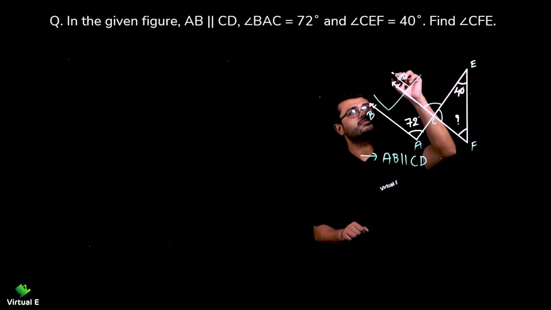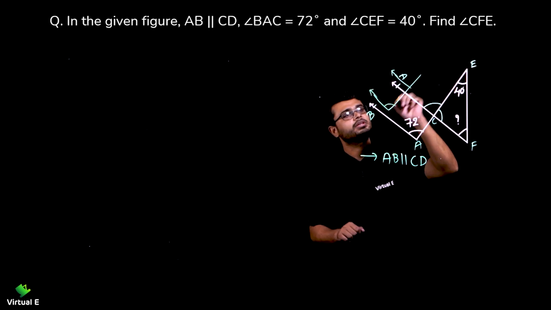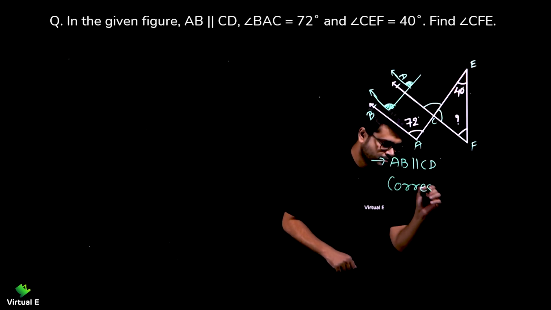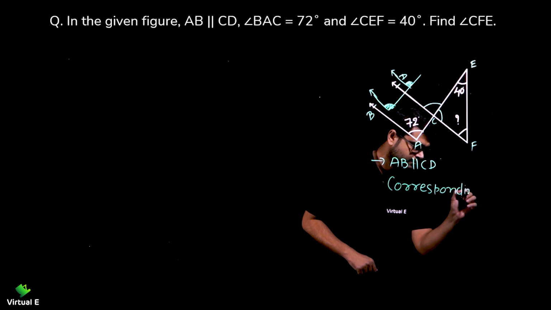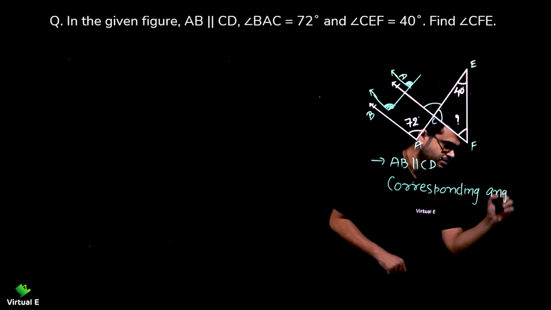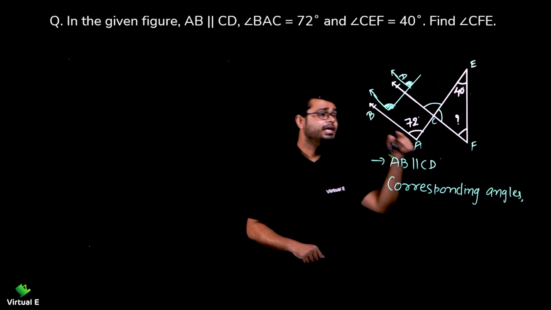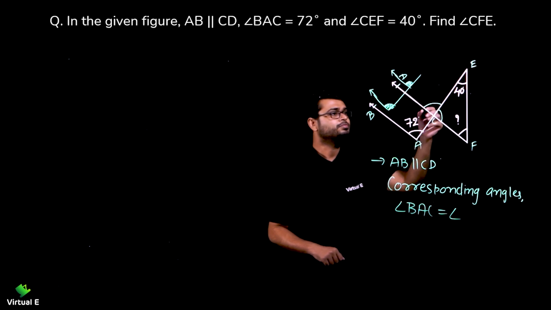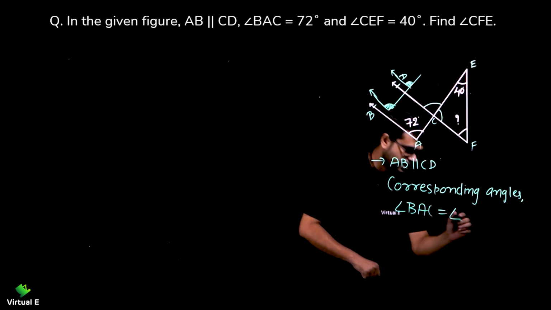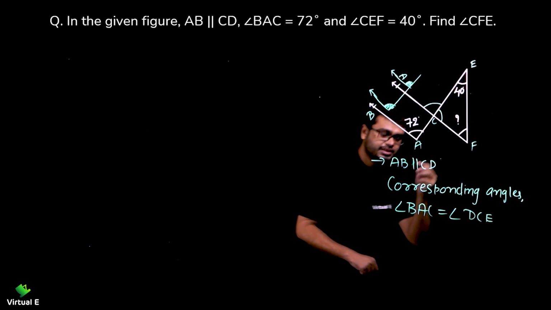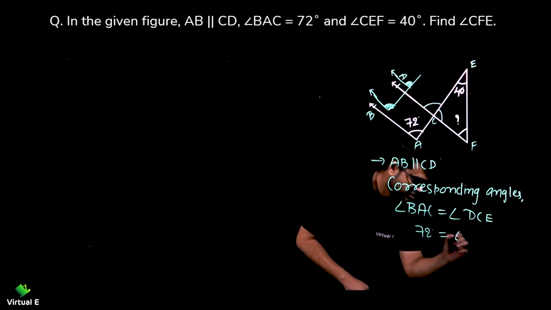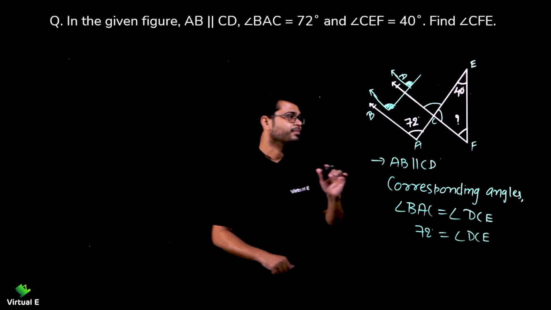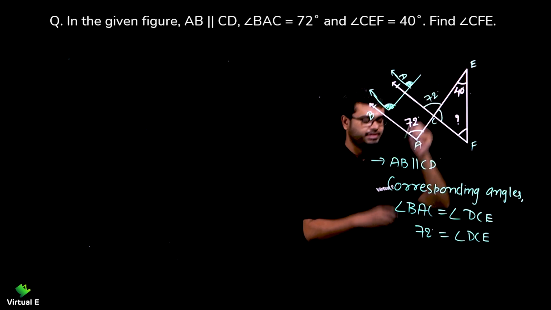So this is making an F, right? F means what? Corresponding angles. So these two angles are equal. So let's mention corresponding angles. We can write angle BAC is equal to, what is the name of this angle? DCE. Let's write DCE. This value is 72 degrees. So angle DCE is 72 degrees. So we have this angle 72 degrees.